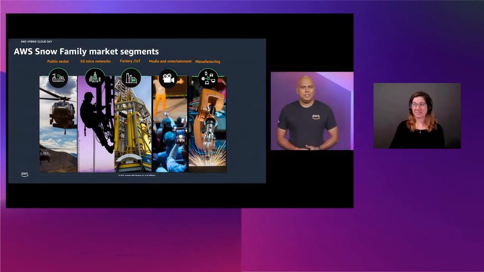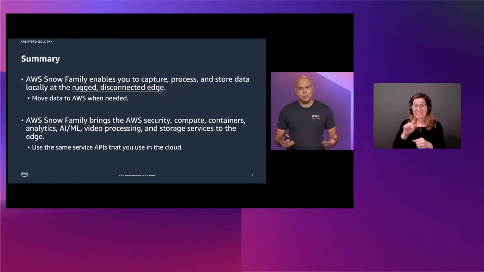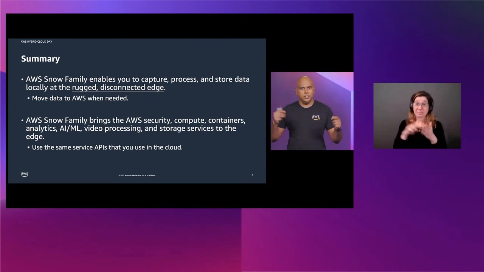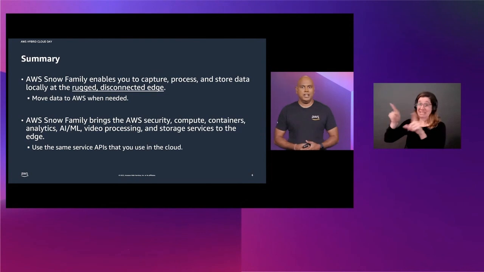There you have it. So we had a chance to talk to a couple of customers about how they are doing local data processing with Snow at the rugged edge. To summarize and to cap it all, Snow products essentially enables you to capture, process, and store data at the local and the rugged disconnected edge. And you also have the option of moving only the data that you need to AWS, depending on how your use case allows. And Snow also allows you to enable a single deployment model where you develop in the cloud using the same APIs that you are used to and move them to the rugged edge applications.